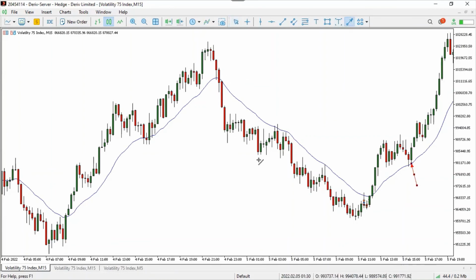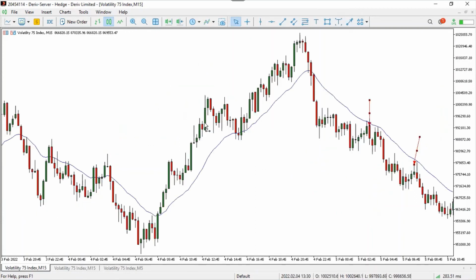We broke, then we came back to retest. Can you see? Then we drew another opportunity here. So that is just for you to know that all these strategies are there.